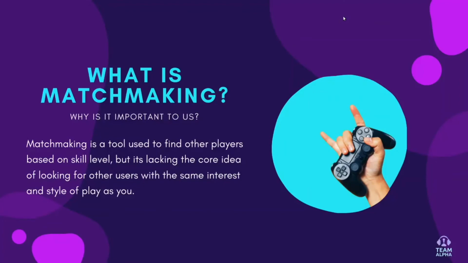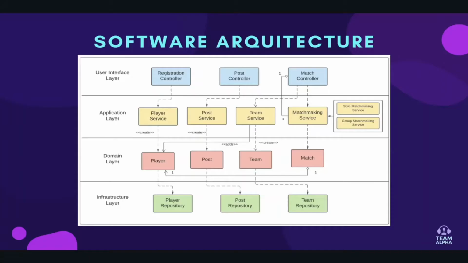What is matchmaking and why is it important to us? Matchmaking is a tool used to find other players based on skill level, but currently it's lacking the core idea of looking for other players with the same interest and playstyle as you. Say that you prefer a defensive playstyle, but you're paired up with a group of people that prefer offensive playstyle. Our solution is to make sure that the matchmaking system can be based upon the skill level and the user's preference.